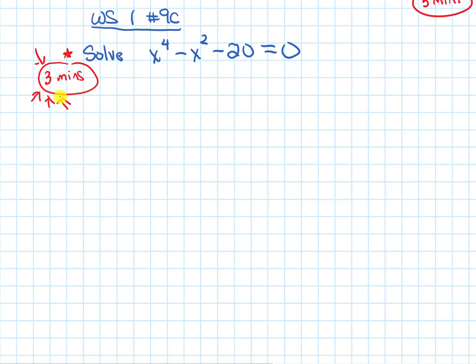Alrighty, so hopefully you tried this one. This one's a really good practice question. The one thing I want to notice about this is that it is not as simple as a quadratic or something like that. But I noticed that x to the 4th is x squared, squared. And then I have minus x squared minus 20 equals 0. So this is actually a hidden quadratic.